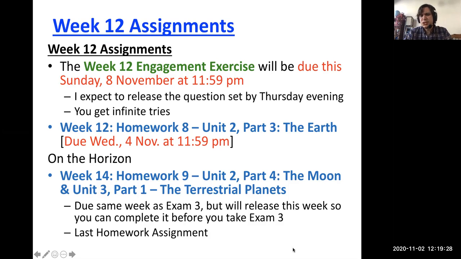Note that this is due on the same week as exam 3, and exam 3 covers a lot of the same material. I don't really like that as a setup, but I'm going to make sure that you have access to homework 9 early this week. That way you can complete the assignment to help you prepare for exam 3 well before the due date. I will have covered all the material by the end of week 13, so there's no problem with that.